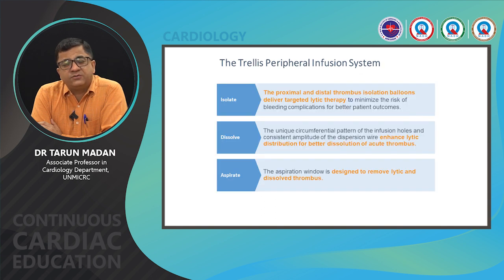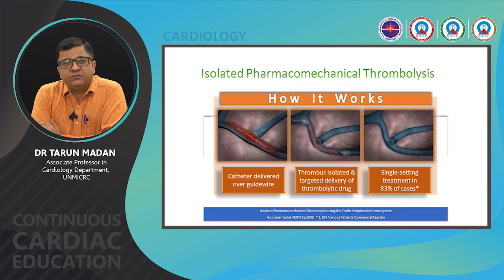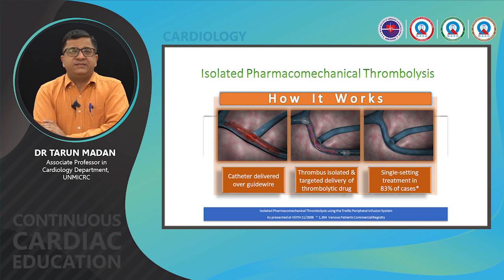So the first principle is isolate. The proximal and distal thrombus isolation balloons will minimize the risk of bleeding complications. Dissolve. The circumferential pattern of infusion holes and consistent amplitude of the dispersion wire, because of the vibrations, will enhance the lytic distribution for better dissolution of acute thrombus. And the aspiration window is designed to remove the lytic and dissolved thrombus along with it. This is how it works. Thrombus is isolated and targeted delivery of thrombolytic drug is carried out, and single setting treatment is possible in 83% of the cases.